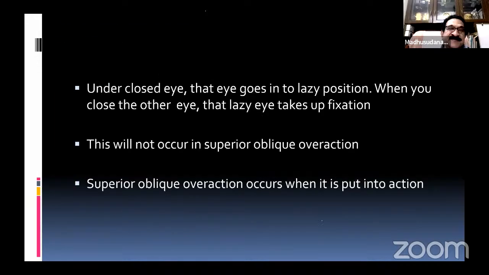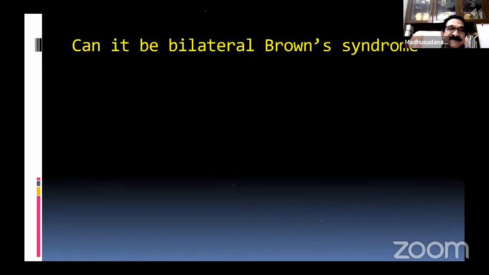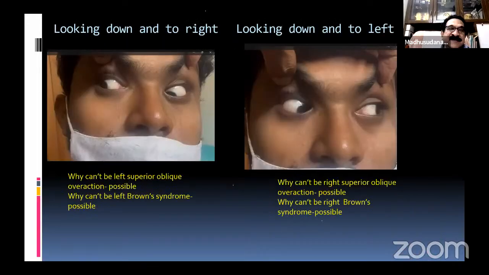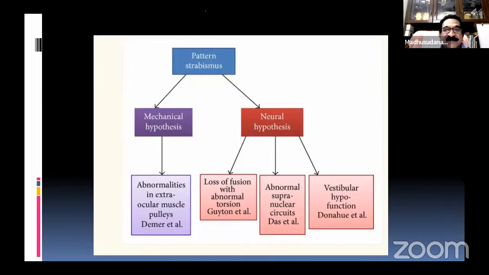These are various explanations I showed you there. Anyway, I'll skip that. These are the various hypotheses for this kind of A-V pattern as oblique overaction: abnormal supranuclear circuit, visual hyperfunction, loss of vision, abnormal torsion.